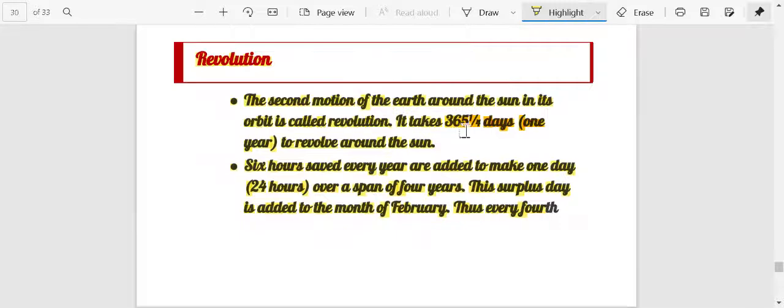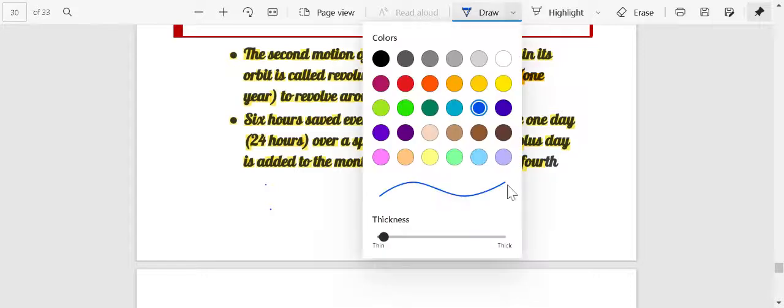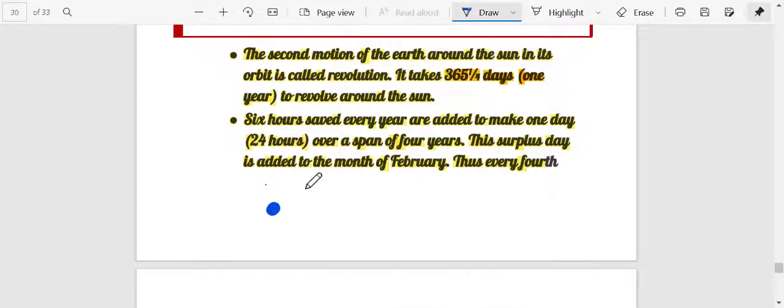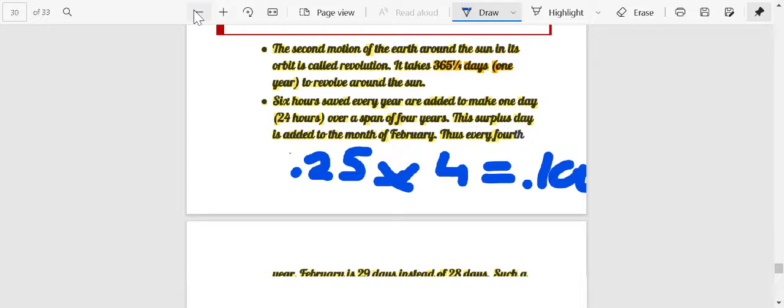And why does it have so? Because we have 365 and also this 1 by 4. So let me calculate for you. 1 by 4 is point 0.25. 0.25 into 4 is equal to 1.00. So it's not fitting. Let it be there.